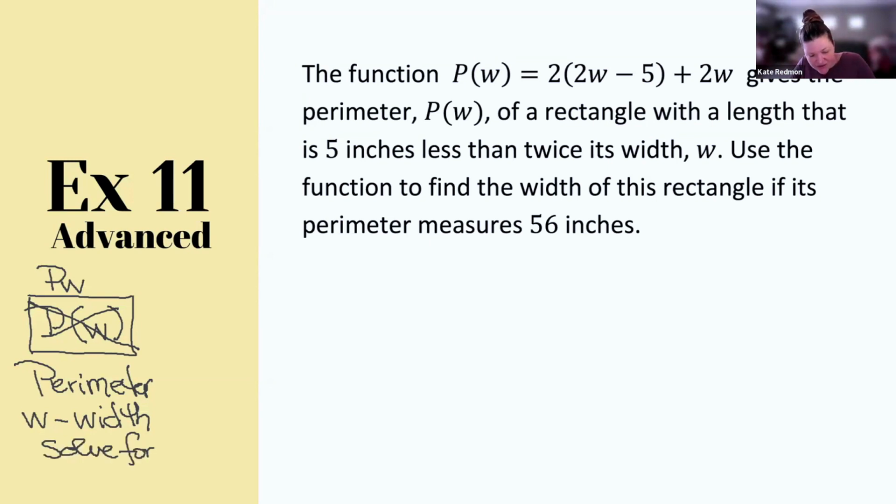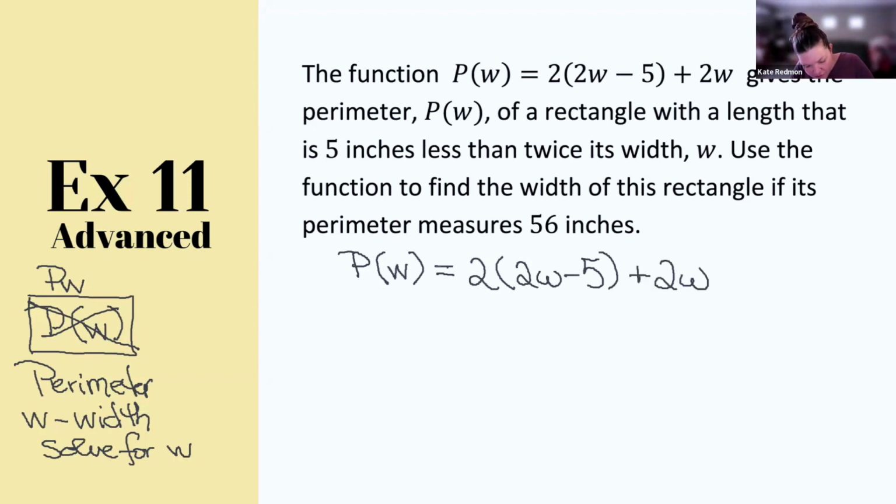This is a lot easier than it looks. I'll just copy down this equation and use it to solve for W. Now, the hardest part is just getting overwhelmed by what we call the function notation, this whole P of W piece. But they told us what that whole P of W piece means. It means the perimeter. If I know the perimeter, I can just throw that P of W away and put in the perimeter. And guess what? I do. They told me what the perimeter is. 56 inches.